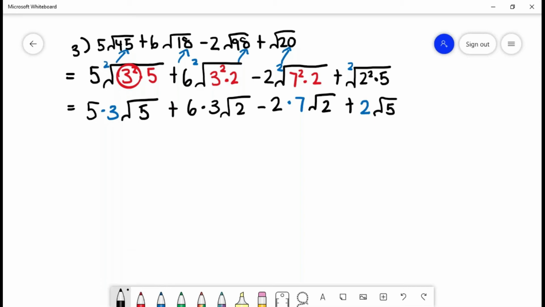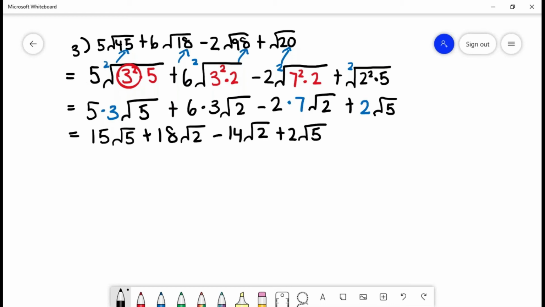So now we can simplify the outside of all these radicals even further. Now we have 5 times 3 on the outside, that is 15 root 5, plus 6 times 3 on the outside. We have 6 times 3 as 18 root 2, minus 2 times 7. 2 times 7 is 14, and just root 2 on the inside. And then we simply have 2 root 5 here.